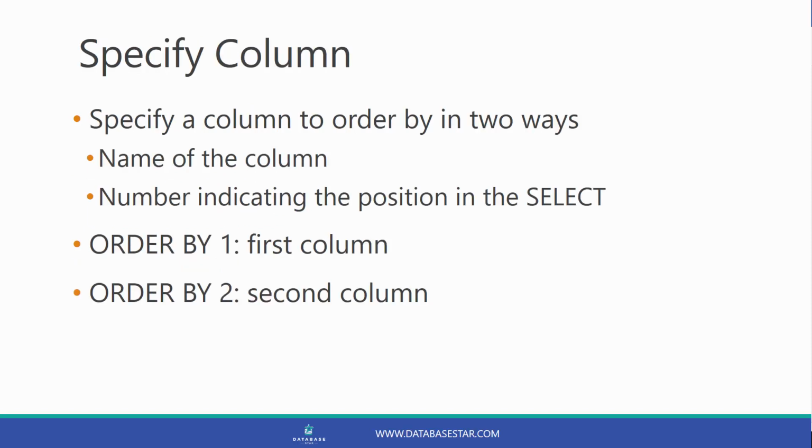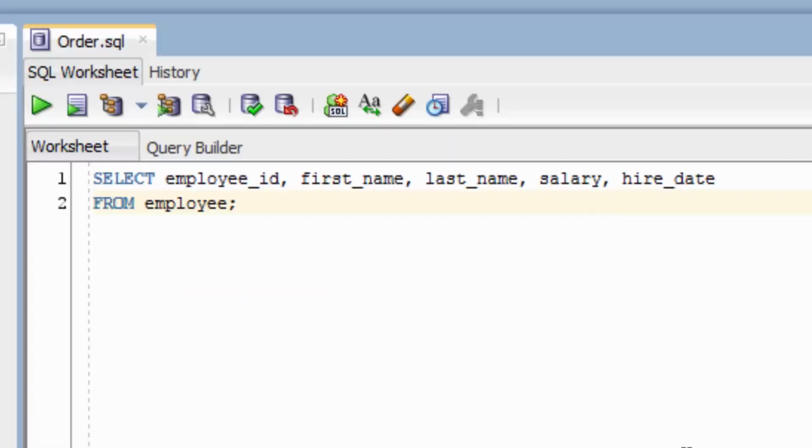You can specify the columns in the order by clause in one of two ways. You can specify the name of the column or a number, where the number indicates the position of the column in the select clause. So to order by the first column that you mentioned in the select clause, you write order by 1. To order by the second column, you write order by 2. Let's see some examples of the order by clause.